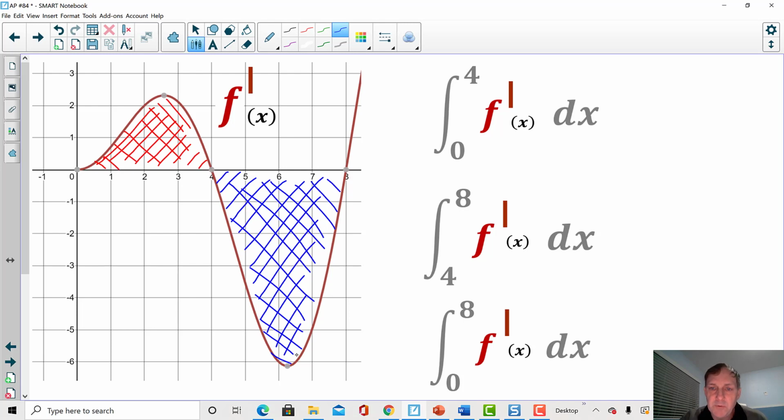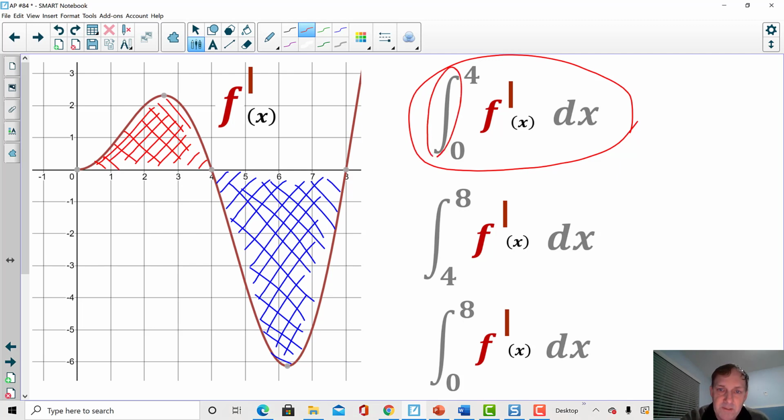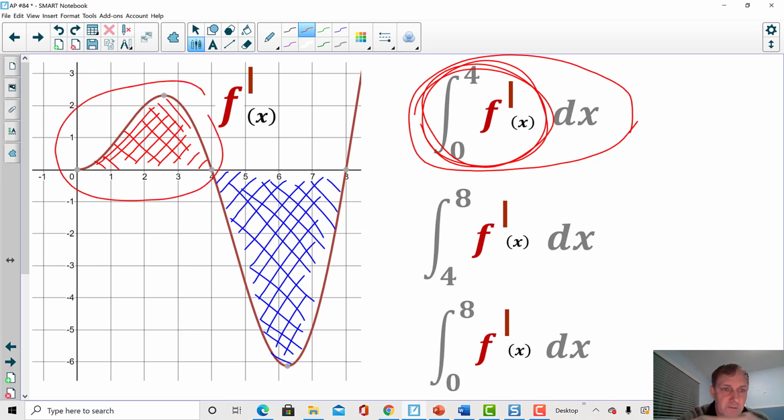Now, I have three examples over here. For my first example, we're looking at the integral from 0 to 4 of f prime of x. Remember that f prime represents all the changes of f. And this integral symbol is kind of like the sum, an infinite sum. So what we have is the sum of all the changes. So we're adding up all the changes from 0 to 4. And that would be the area under this curve over here. And that would tell us how much f changed on the interval from 0 to 4.